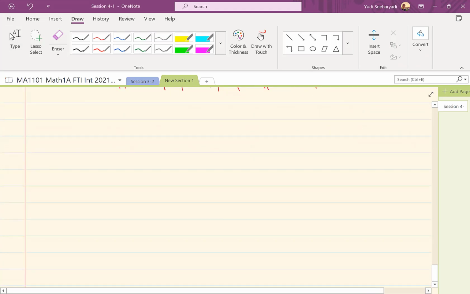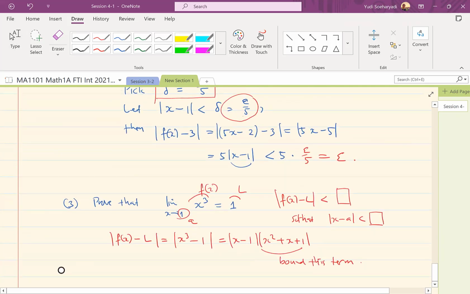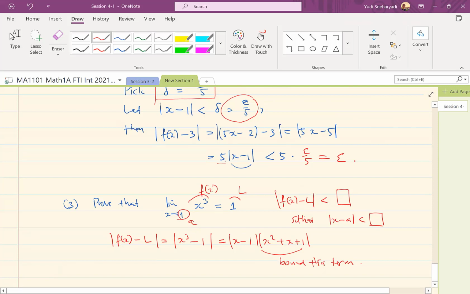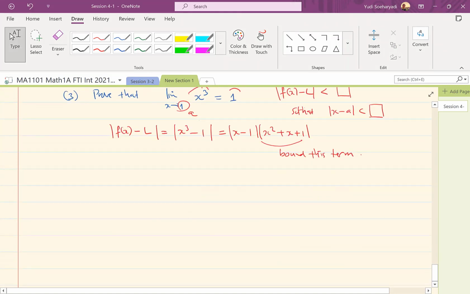All right, so we need to bound this f of x minus L thing. But the thing is, it depends on the x, so somehow you need to bound this. In the previous example, we don't need to bound because there's already the number 5. Here we need to find a number which acts as this 5, as a bound. So bound this term.